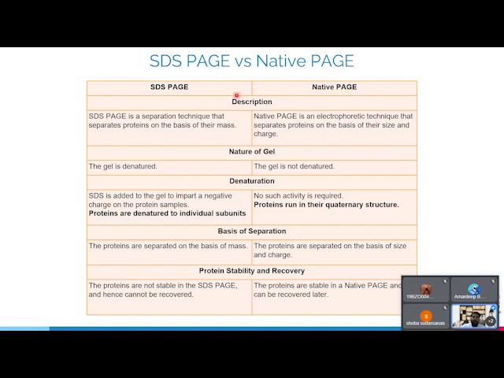So SDS PAGE versus native PAGE. SDS PAGE is a separation technique that separates protein on the basis of mass. And native PAGE is the electrophoretic technique that separates proteins on the basis of their size and charge. So native PAGE is the older technique that was previously used, in which you had more than one variable on which the proteins were separated. So that included their size as well as their charge. Whereas SDS PAGE only separates protein on the basis of their mass.